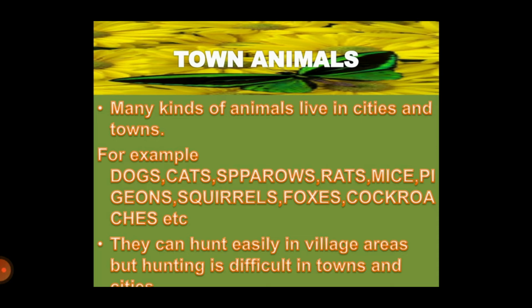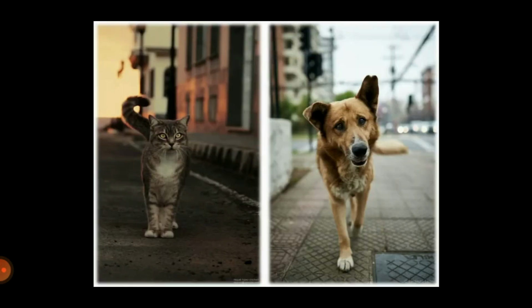One million types of animals are present on this planet. These are the number of kinds. So you can observe that so many animals are living in the town. Some are small, some are big. They can hunt easily in the village areas, but hunting is really difficult in the town areas, because there is plenty of competition between the animals over there, and the food is less.